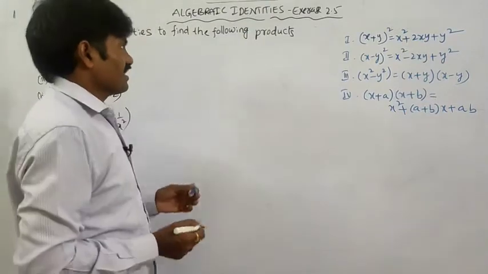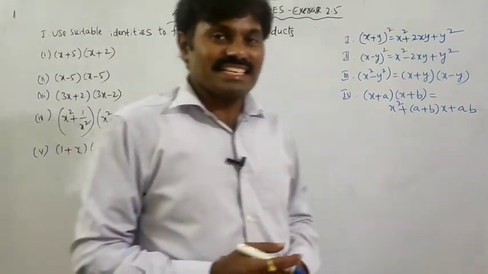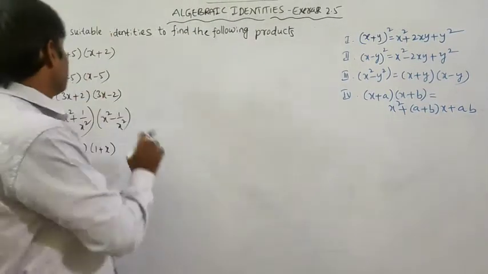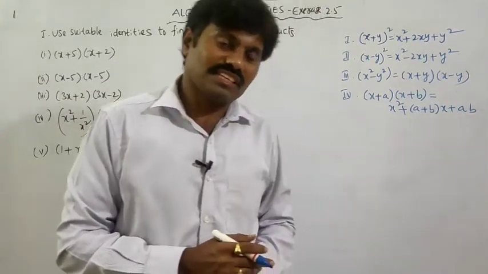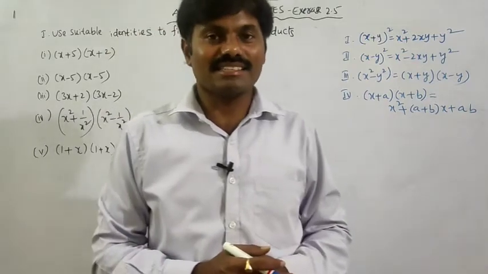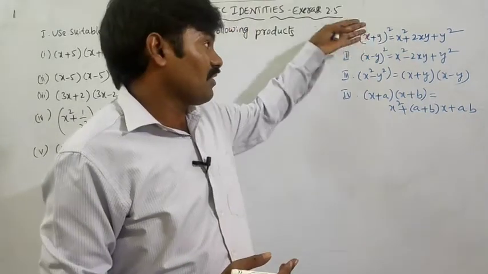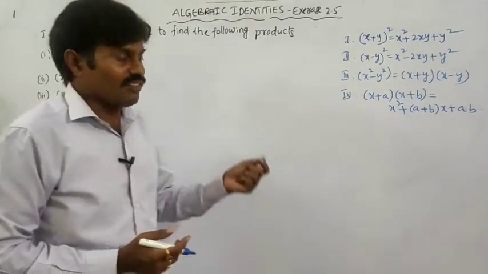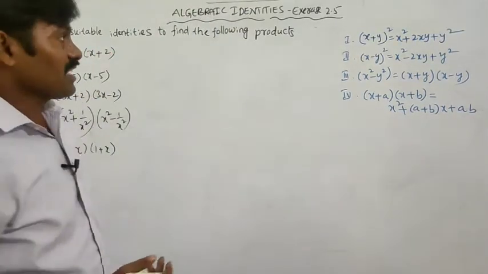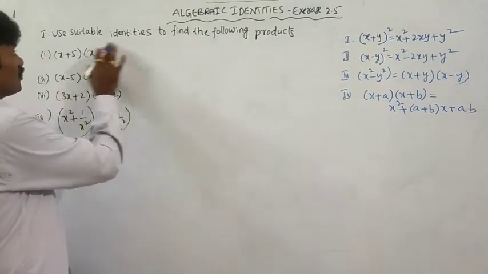In that we are going to discuss solutions of exercise 2.5. In that, first bit is: use suitable identities to find the following products. As we know, in previous classes we have already discussed the geometrical verification of these four identities, including some examples. Now we are going to solve problems in exercise 2.5. That is, first bit, use suitable identity.